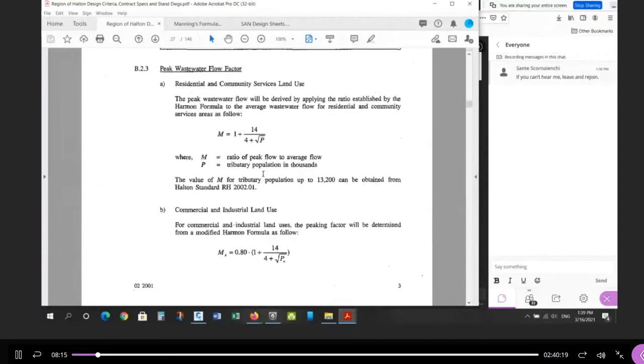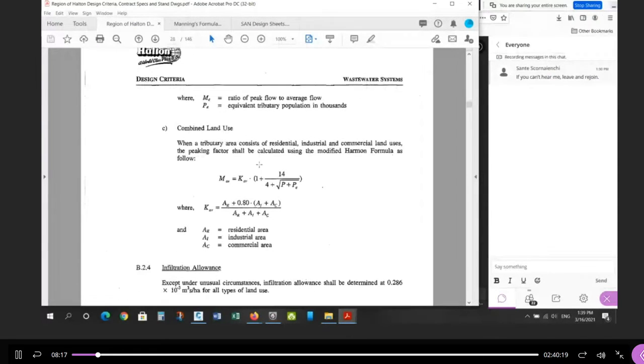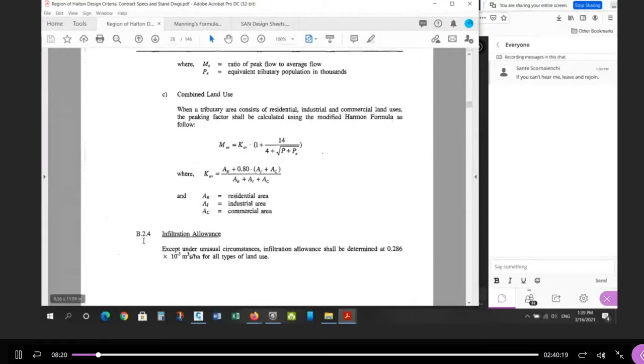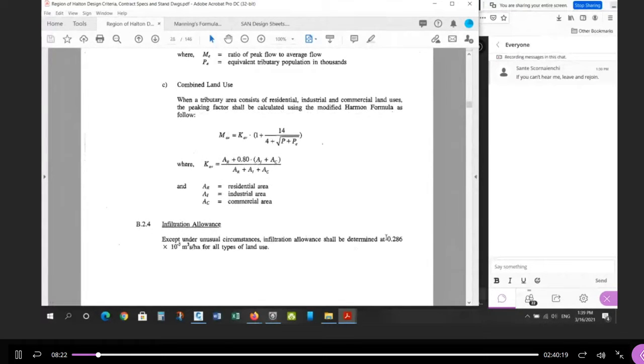The last thing to look at is infiltration, and the infiltration is simply a rate. So we're looking here under B2.4, and they tell you it's 0.286 times 10 to the minus 3 cubic meters per second for every hectare. And that's why we're delineating areas in hectares on our drainage area plan for sanitary.